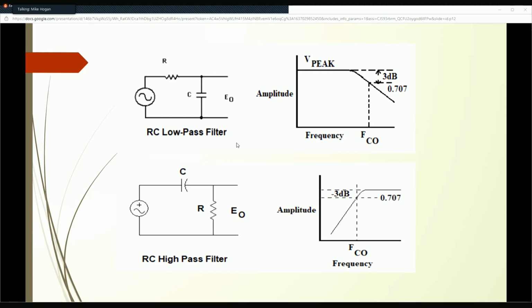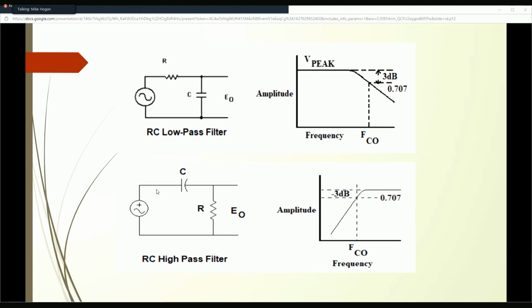Now, if we switch the components, right? So we've got our capacitor and we've got our resistor, and now we're taking our output over our resistor. Our capacitor, once again, if we think about it in terms of DC, it's going to charge up. No current's going to flow through this thing. It basically is going to charge and allow current to flow as it charges, and then that's it.